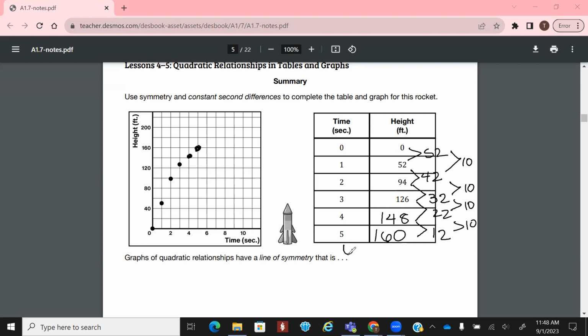Okay. I'm going to do it one more time because we're going to need the other half of the graph. So the difference between these two is going to be 2. So that's going to be 162. And then the difference between these two is going to be -8. Okay, so -8 is going to be what? 154.